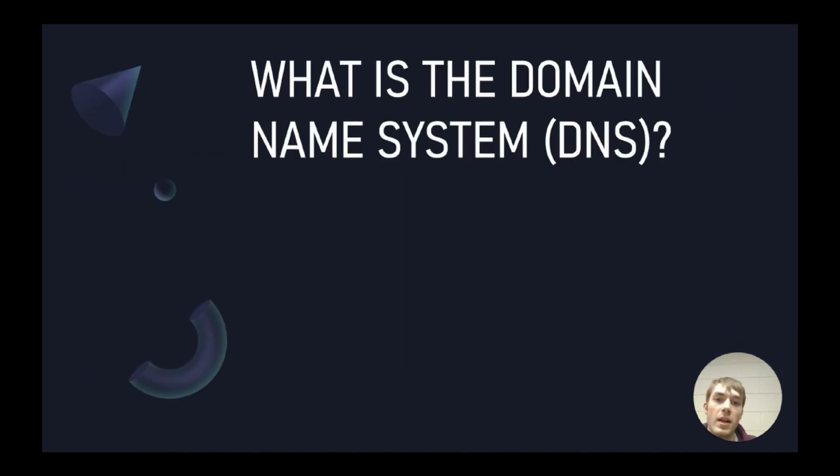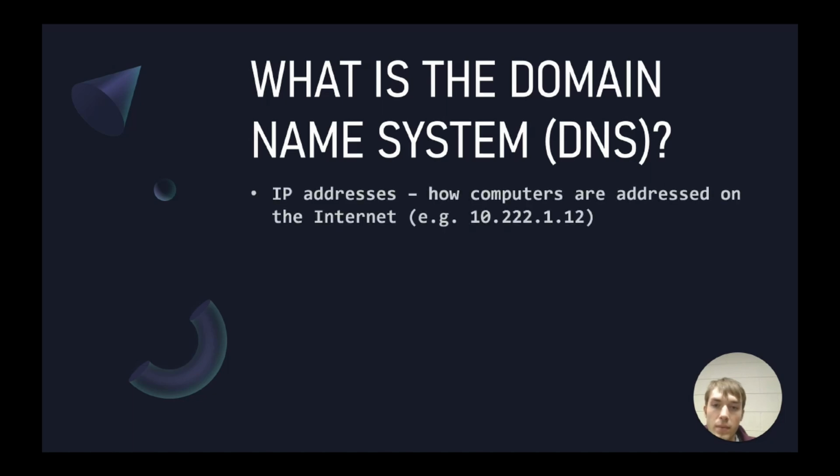So what is the domain name system? What is DNS? Well, when we're communicating with computers, we need a way to address them. We need a way to figure out where they are within the internet. And so computers do that using numbers. This is an IP address. It's where the computer is located as far as the internet is concerned. And so an example of an IP address is 10.222.1.12. And that's going to refer to a computer that's connected to the internet.